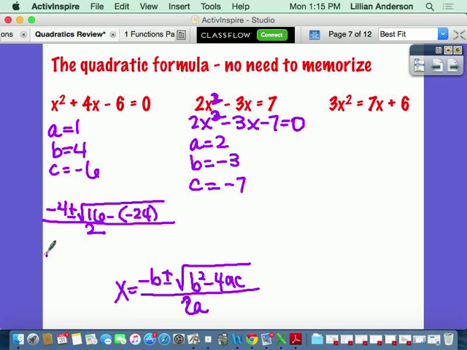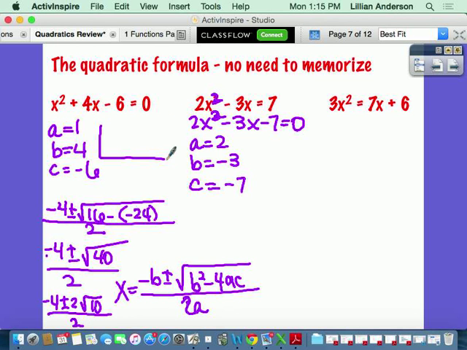So you should have got, when you plugged in and simplified somewhat, -4 plus or minus the square root of 40 over 2. Right? So -4 plus or minus 2 root 10, because this can be simplified down some more. So your final answer is -2 plus or minus root 10. And that's it. You guys get that?